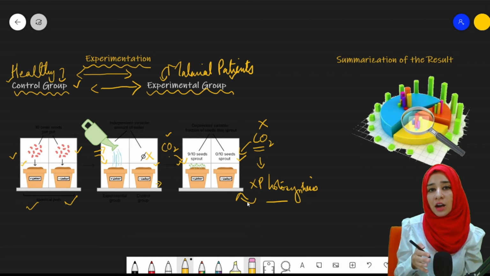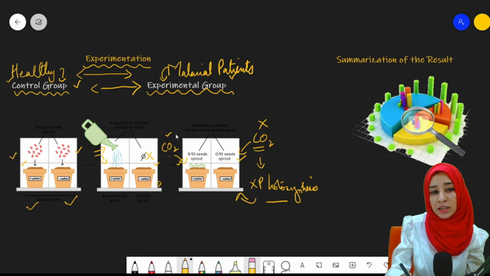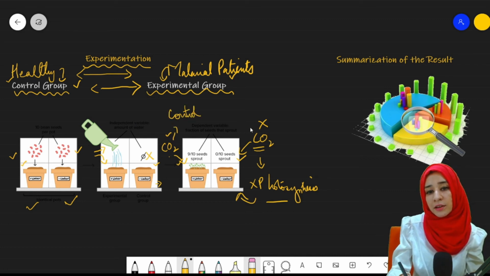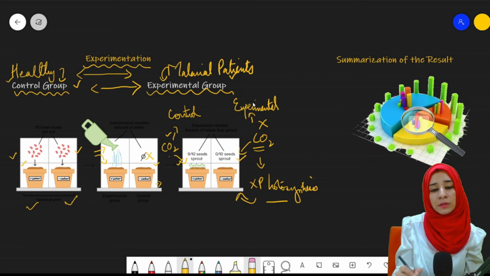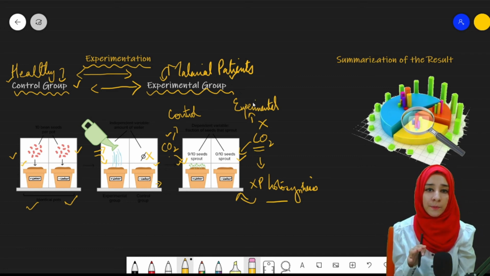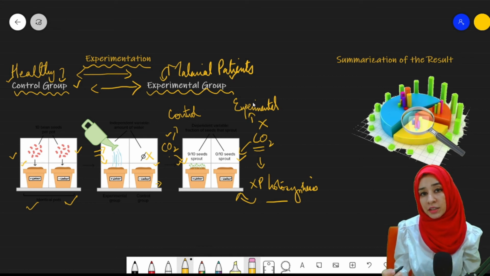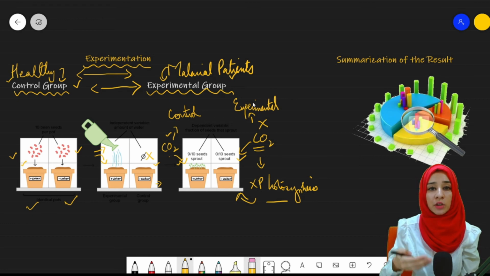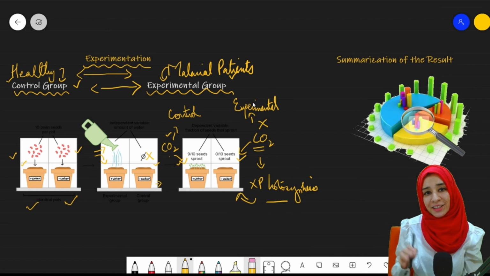So this is how these two groups vary. The one which has been given carbon dioxide will be the control group, whereas the one which hasn't been given carbon dioxide will be the experimental group. Clear? So these two groups need to be there to deduce the result. And whatever the result will be, based on that result, the hypothesis will be proven wrong or right. Clear?